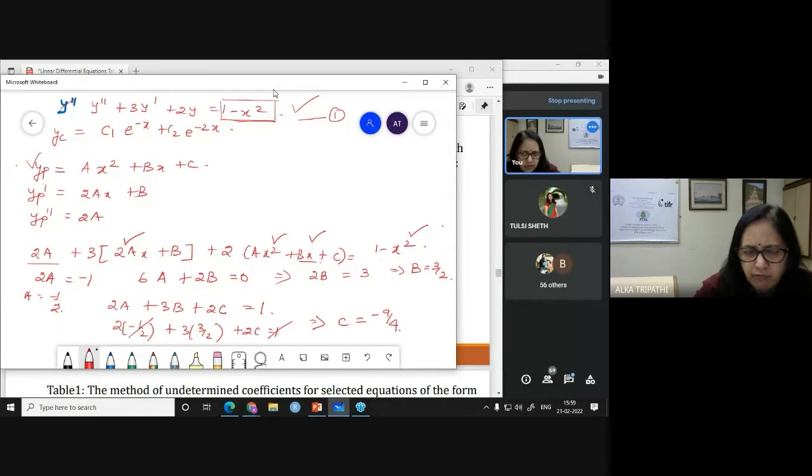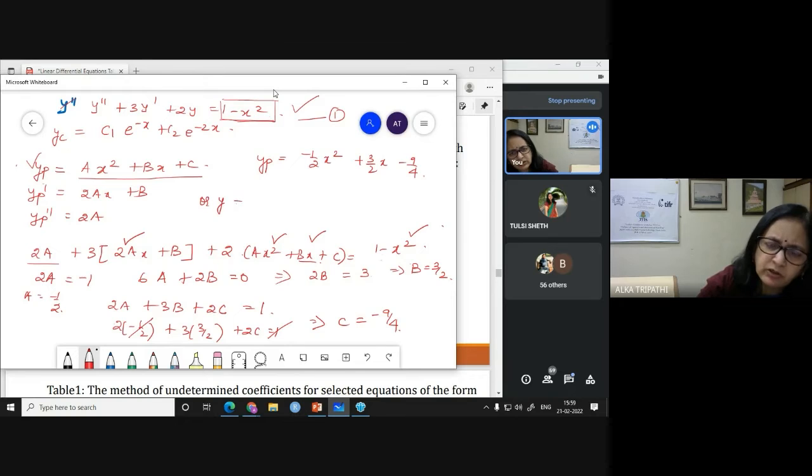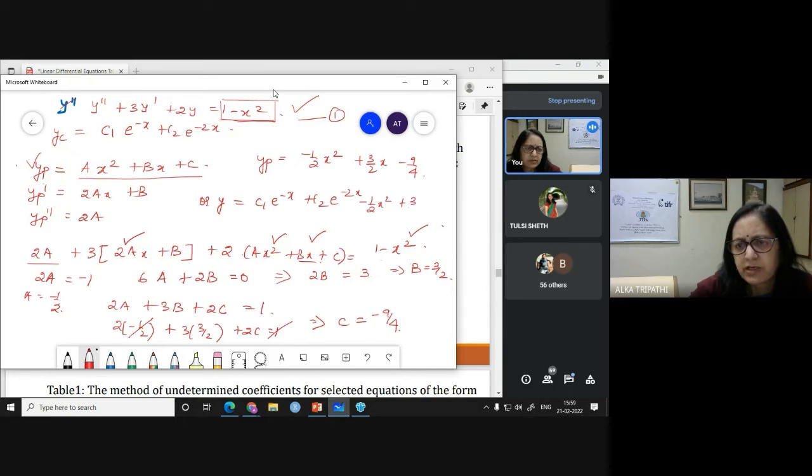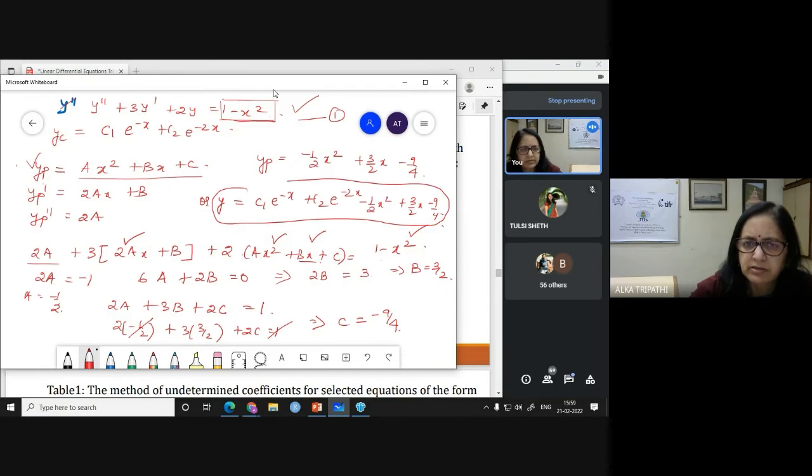And I assumed yp to be ax square plus bx plus c. Therefore, my yp is now equal to minus 1 by 2 x square plus 3 by 2x minus 9 by 4. Or you can say y is equal to yc, which is c1 e to the power minus x plus c2 e to the power minus 2x, minus 1 by 2 x square plus 3 by 2x minus 9 by 4. And this is my final answer, the general solution. Is this clear?